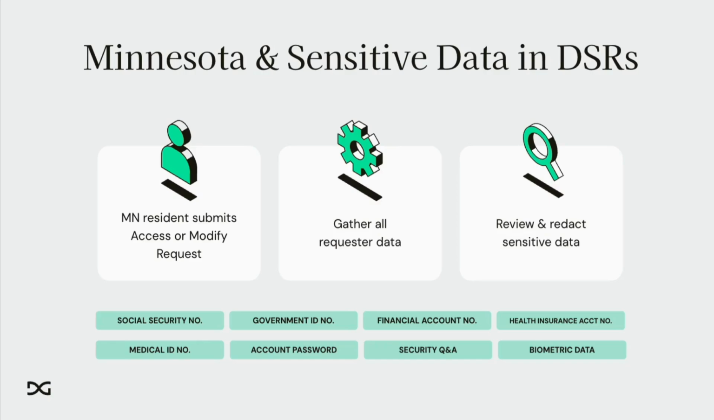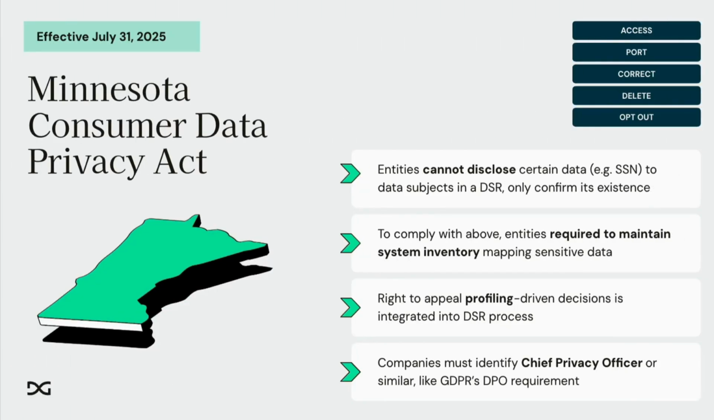correction request. So you're going to gather all of the requester data as you would normally, and then make sure that you review and redact sensitive data before sending it to the consumer, knowing that you still do have to acknowledge, yes, we do have your social security number, or yes, we do have your biometric data on file without disclosing it. And that's Minnesota's Consumer Data Privacy Act in a nutshell.